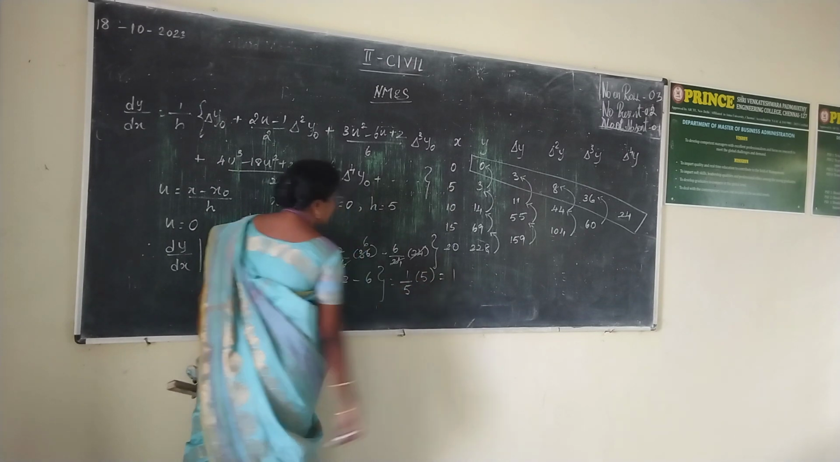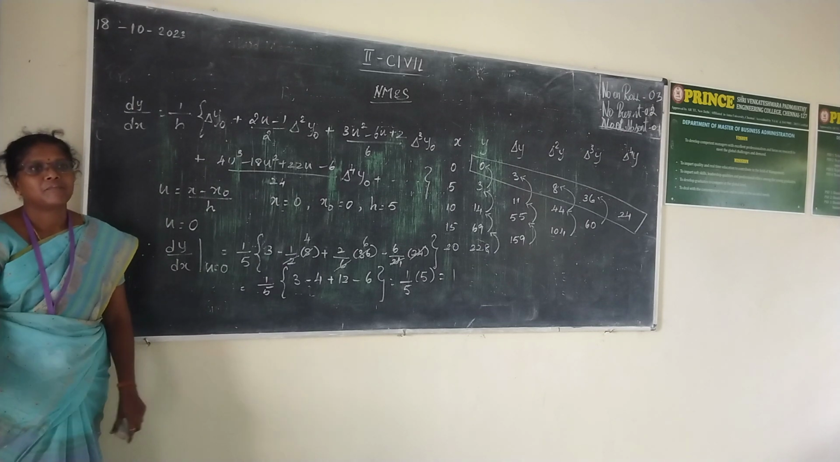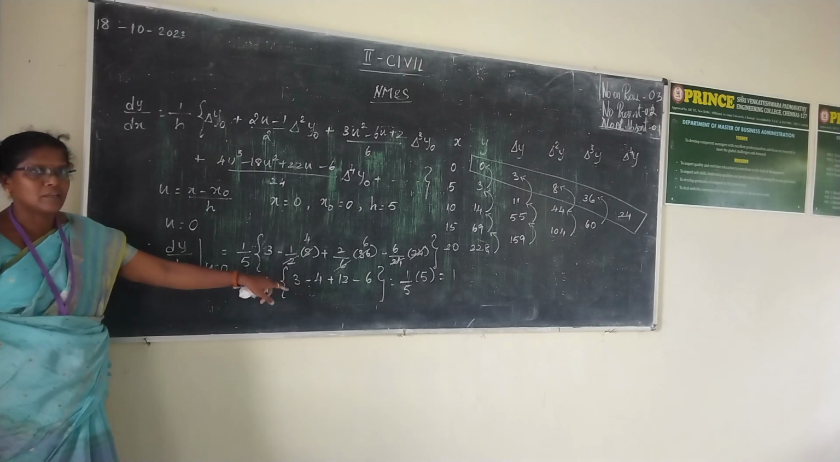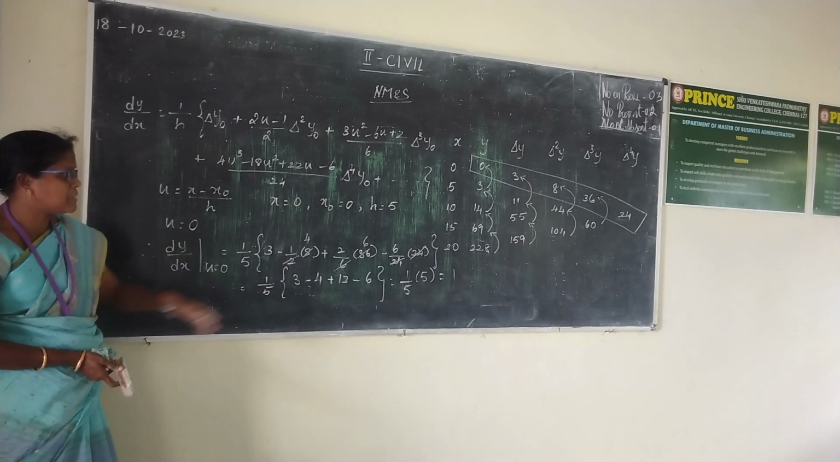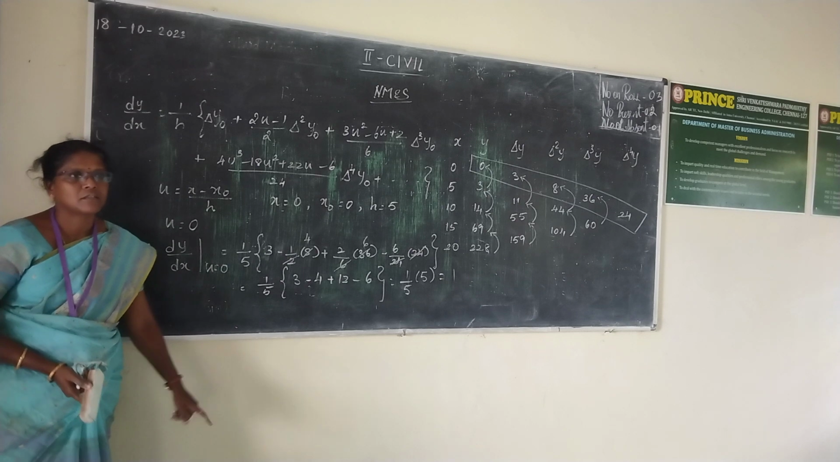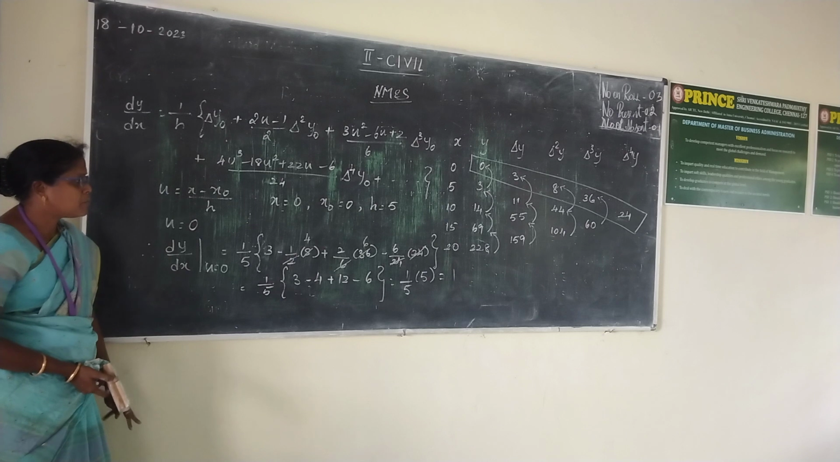What will be the answer? No, you should get the answer 1. You should get exactly 1, because everything is coming only as an integer, no fractions. Are you doing the calculation properly, no?